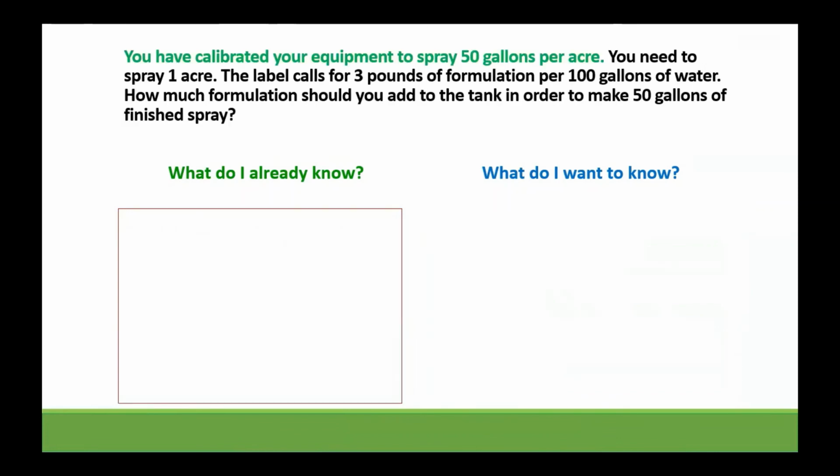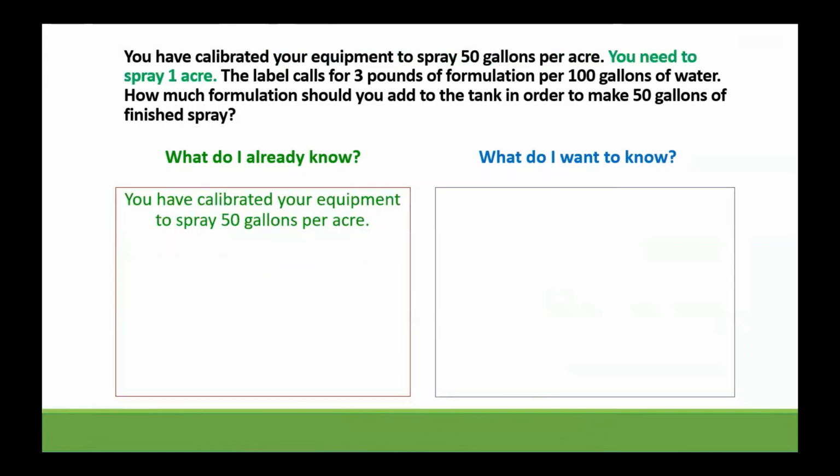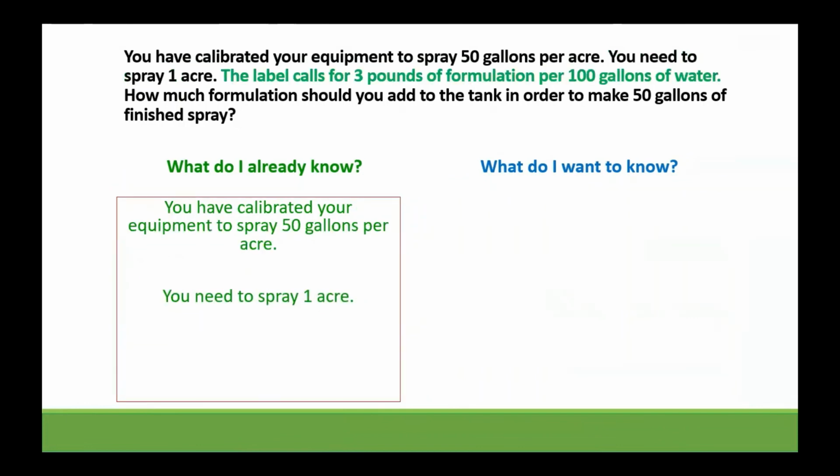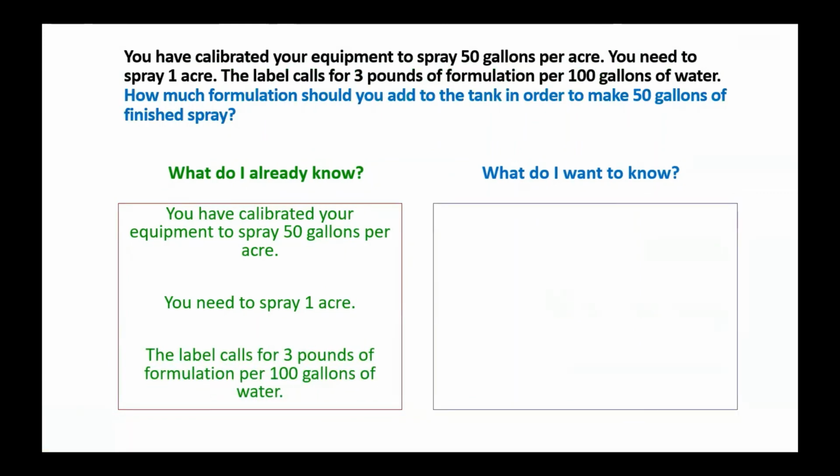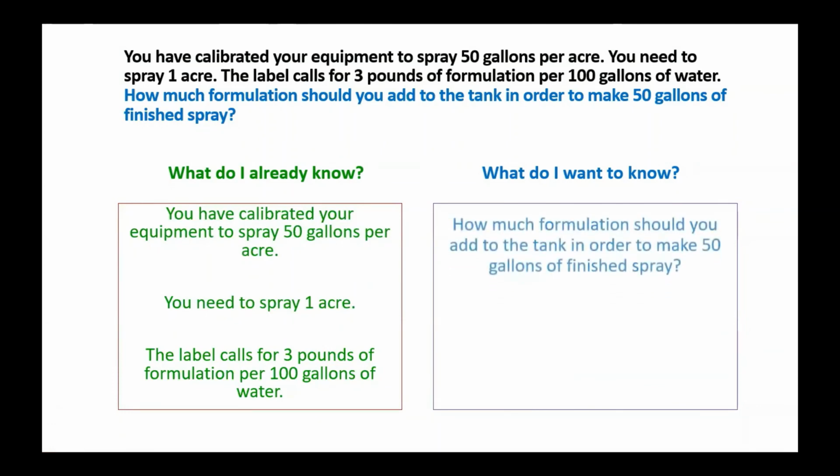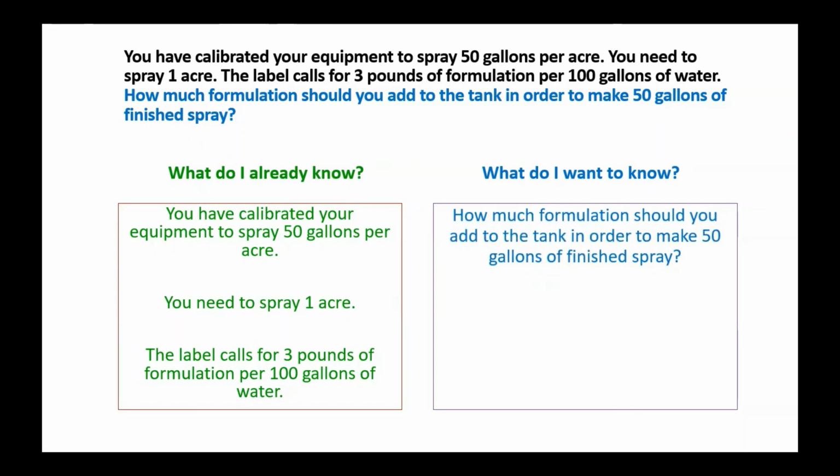Let's begin with the same process. You've calibrated your equipment to spray 50 gallons per acre. This is the first thing that we already know. The second thing that we already know is that we need to spray 1 acre. Next, we know that the label calls for 3 pounds of formulation per 100 gallons of water. Now let's see, what do we want to know? We want to find out how much formulation you should add to the tank to make 50 gallons of finished spray.